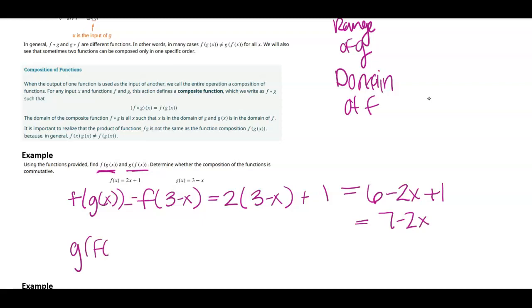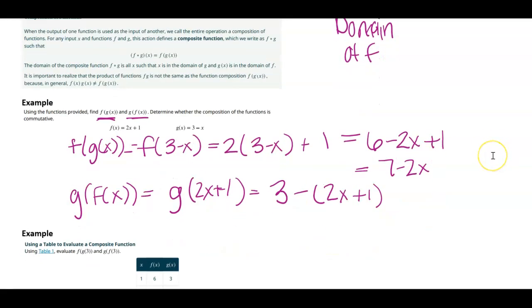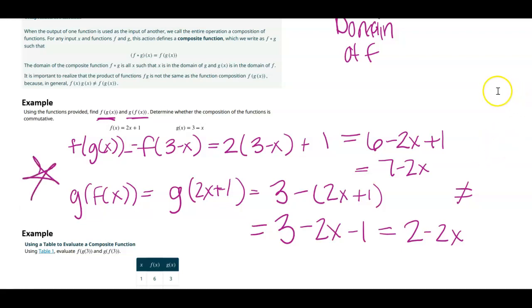If I wanted to find g of f of x, then I'm going to plug in g of 2x plus 1. And so that means I'm going to do 3 minus, and then I'm going to plug this in for x. And then that gives me 3 minus 2x minus 1, or 2 minus 2x. And then those are not equal to each other. So that's just one example to make sure that we see that you can't just switch these around, the order of operations matters. And a good way to make sure that you do this correctly is to rewrite it as f of, and then plug in there, g of f of x, plug in, and then plug in here.